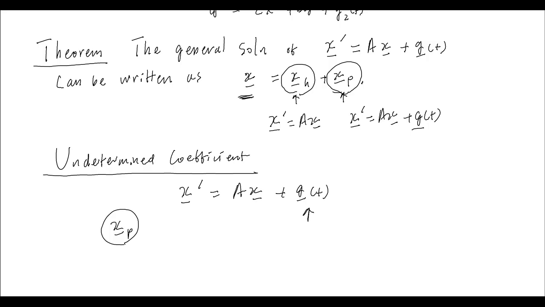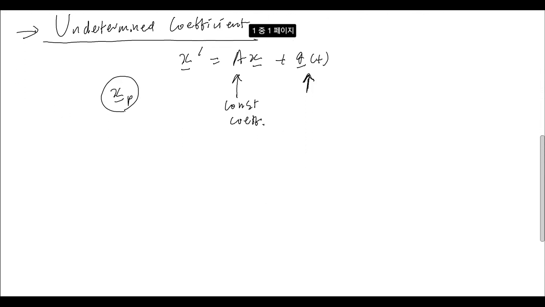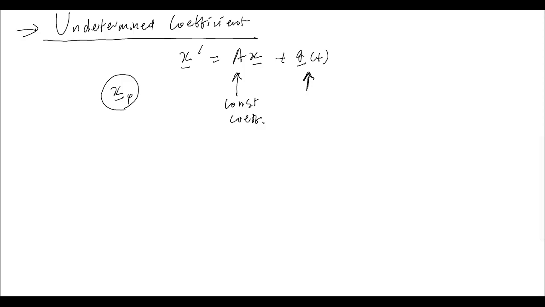Okay? And this method only applies when A is a constant coefficient matrix. That means all the elements of A are constants, not functions of t. And g of t must have a specific form, for example, trigonometric, logarithmic, or polynomial functions, or their combinations. Alright? So this method is only applicable for those special cases. So let's consider the following example.